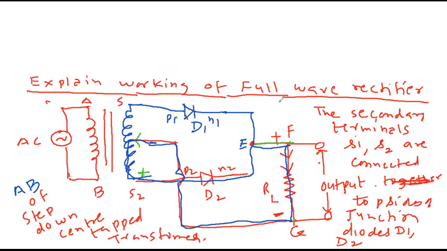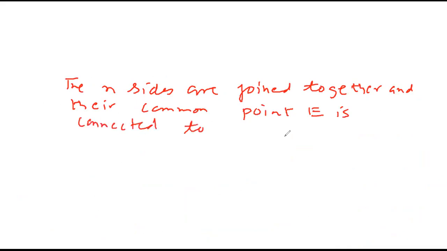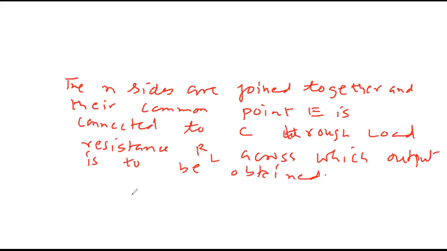The N sides are joined together and their common point E is connected to C through load resistance RL, across which output is to be obtained. Circuit we have explained, now the working part.